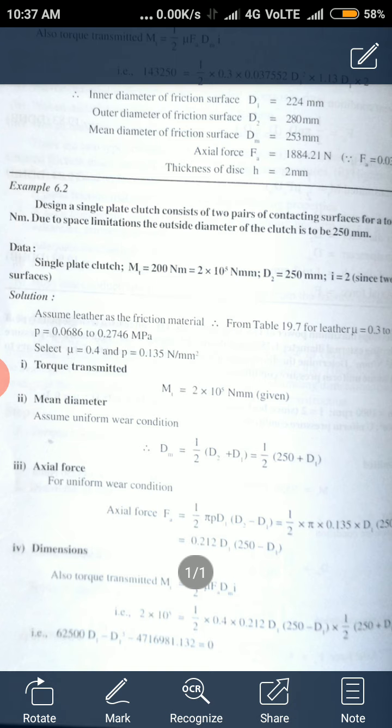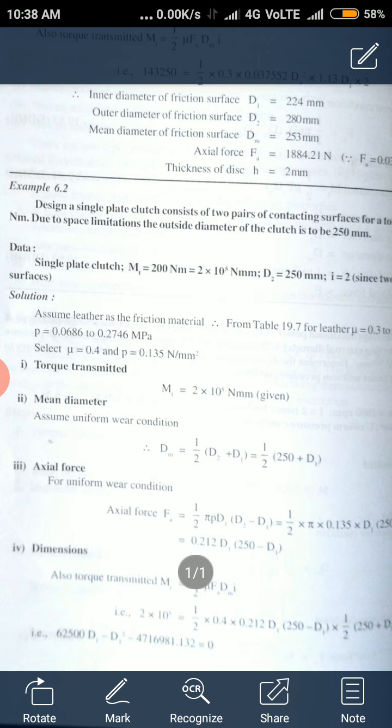Then, due to space limitations, the outside diameter of the clutch is to be 250 mm. So D2 you have to take how much is given? 250 mm. So Mt is given 200 Newton meter, D2 250 mm. Since two surfaces are active, i equal to 2. D1 is not given, so we have to determine the remaining factors: dm, pressure p, and axial force Fa.